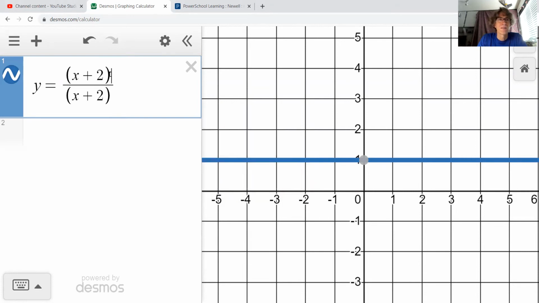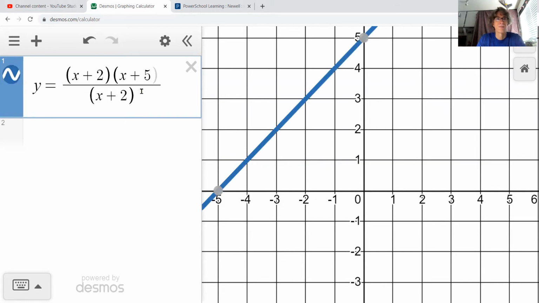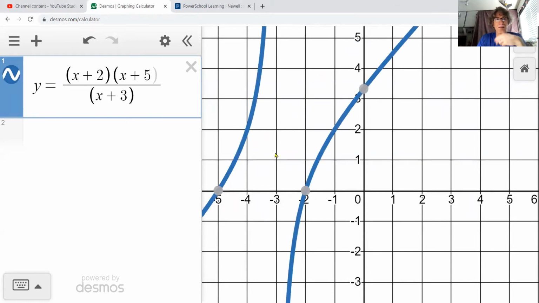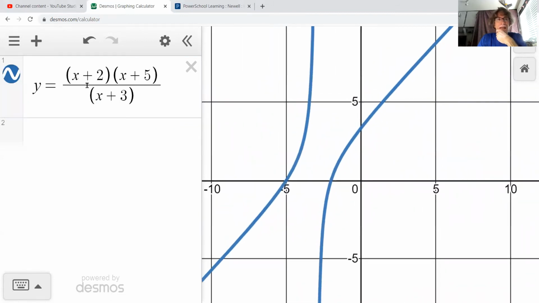Okay, let me put something else up here. Let's put x plus 5. Okay, here's a graph. Oh, that's a weird one, right? Why is it curving weird like that? What if you foiled the top? Isn't the top x squared? X squared is bigger than x. No asymptote. Okay, yeah, there's no asymptote there.